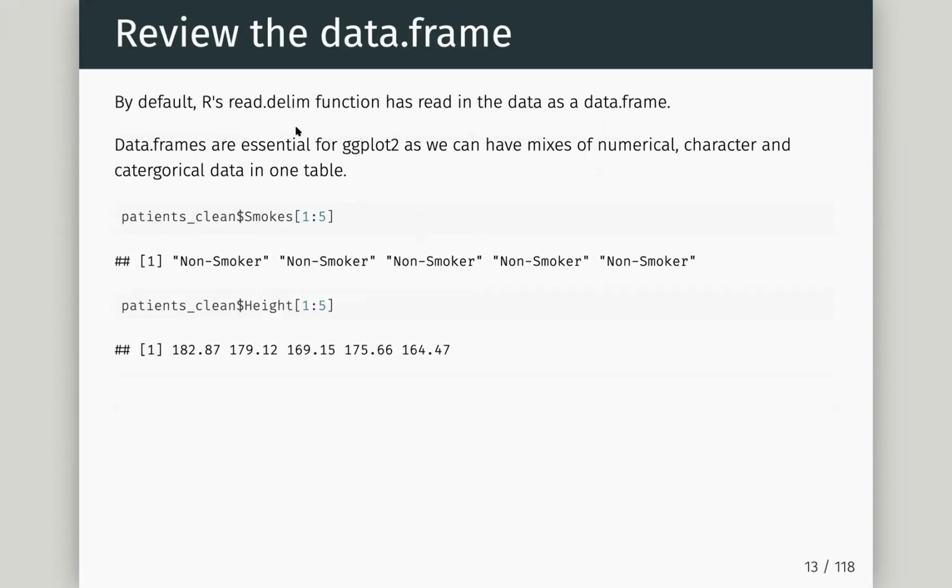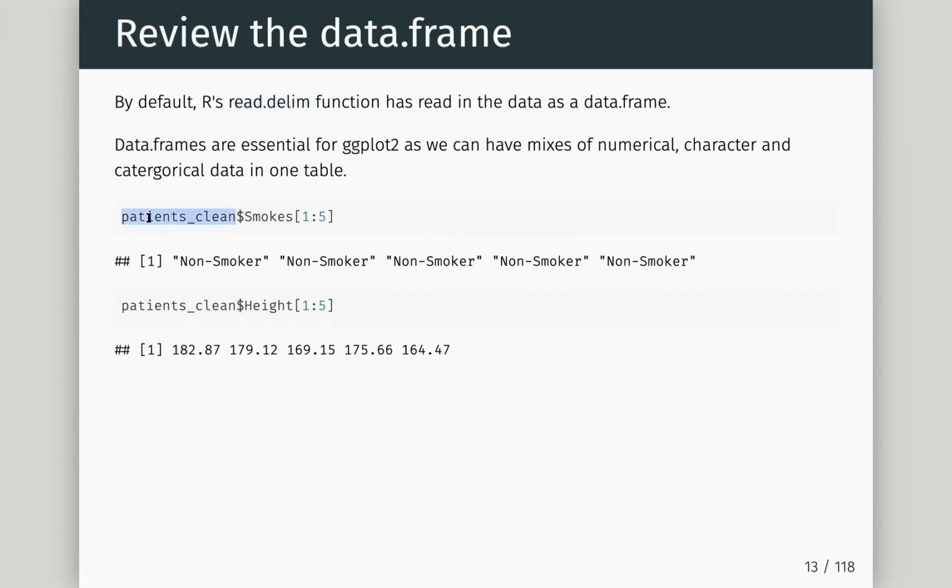So by default, we've covered this a little bit earlier on, R's read delim function reads in data as a data frame. Data frames are essential in ggplot2. So all this stuff we're talking about with factors and categorical information, ggplot's going to take real advantage of this. So I talked about factors being used to order your plots. It's in ggplot we're going to start to see this take effect.